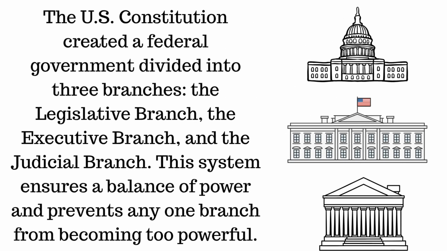The U.S. Constitution created a federal government divided into three branches: the legislative branch, the executive branch, and the judicial branch. This system ensures a balance of power and prevents any one branch from becoming too powerful.